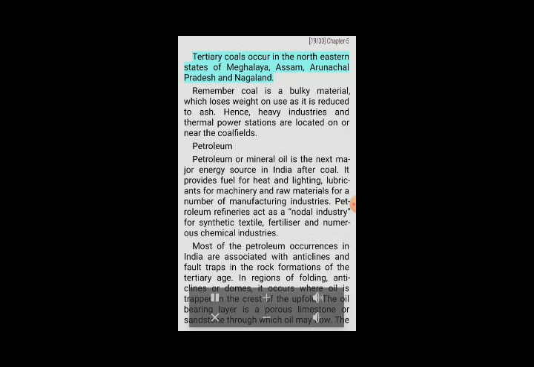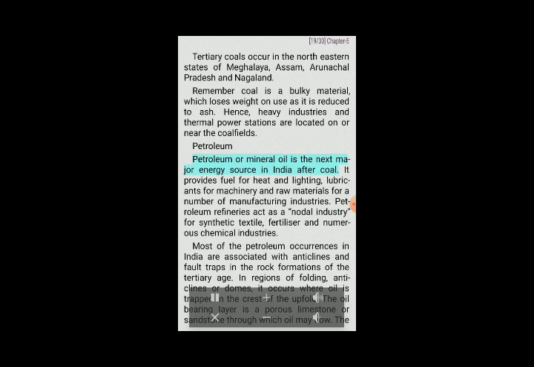Tertiary coals occur in the northeastern states of Meghalaya, Assam, Arunachal Pradesh and Nagaland. Remember, coal is a bulky material, which loses weight on use as it is reduced to ash. Hence, heavy industries and thermal power stations are located on or near the coalfields.